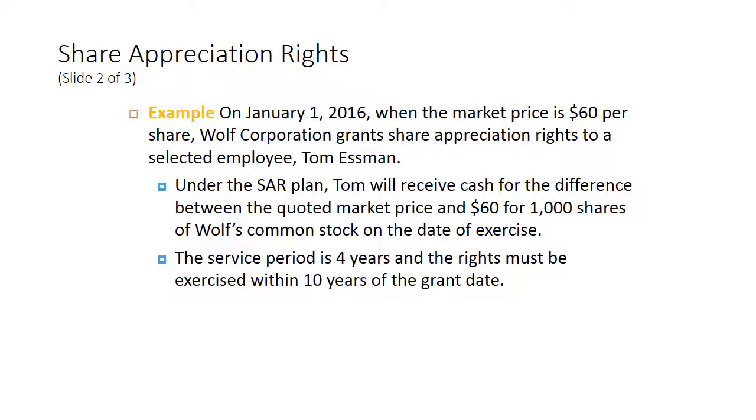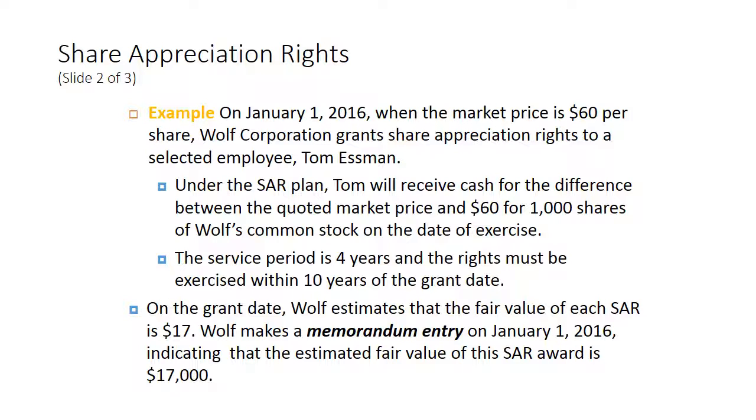Tom has to work at the company for 4 years, and the rights have to be exercised within 10 years of the date of grant. So he has 6 years after the service period. On the grant date, Wolf estimates that the fair value of each stock appreciation right is $17. Wolf makes a memo entry only, because the employees aren't working. Tom didn't work at all yet to have compensation expense. On the grant date, January 1, it's just a memo entry indicating that the estimated fair value of the stock appreciation right is $17,000: $17 times the 1,000 shares.